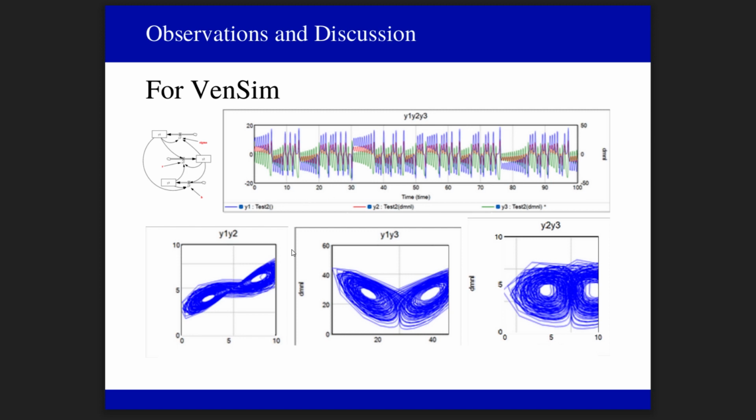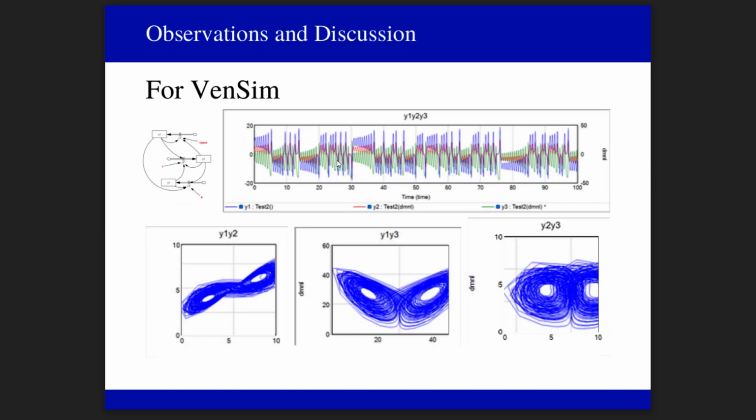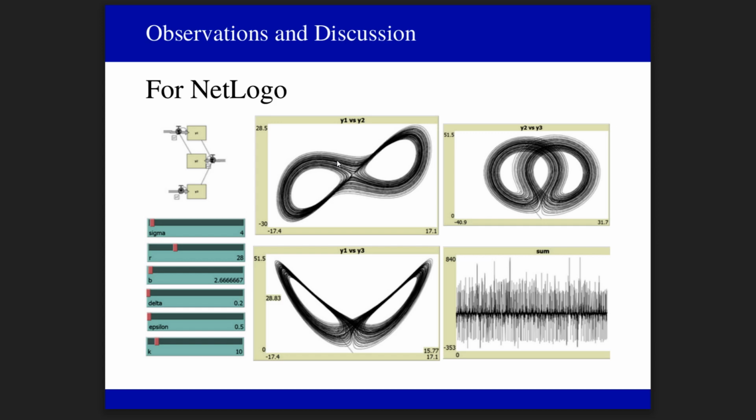As you can see here, the plots of y1 and y2, y1 and y3, and y2 and y3 are similar to how we ran it through NetLogo. And you can see here the plots. As for the NetLogo, this one has a much smoother trajectory, since we used a dt value of 0.01. So it is still oriented in the same manner as the simulation in Vensim.